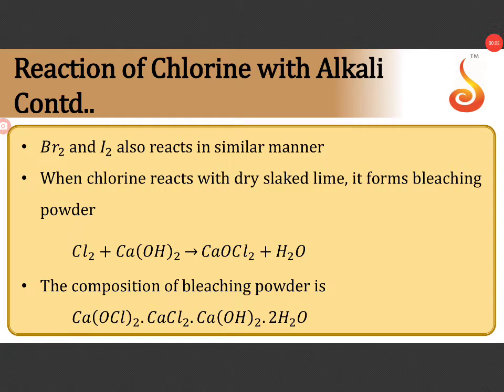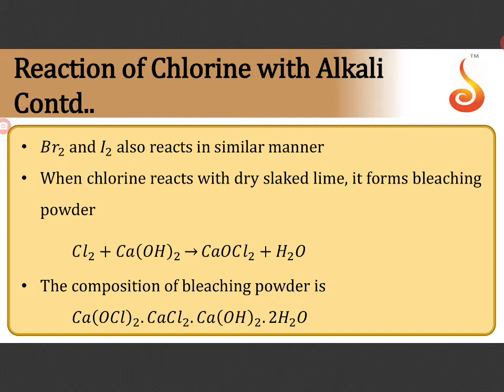Here, when chlorine reacts with dry slaked lime, it forms something called bleaching powder. Bleaching powder is CaOCl2. Now, after that, there is something down. See, the composition of bleaching powder is calcium hypochlorite dot calcium chloride dot calcium hydroxide dot 2H2O.